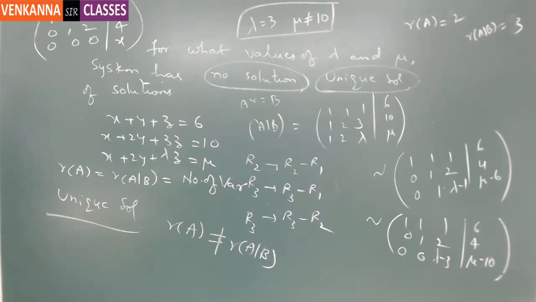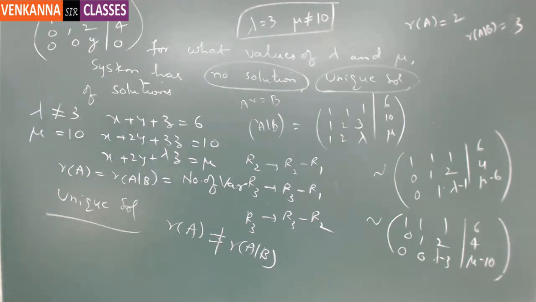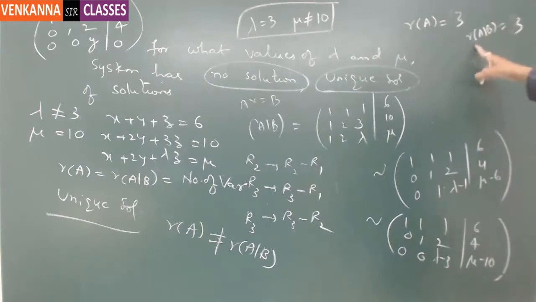Fine. And coming to the opposite possibility, if you say that lambda is not equal to 3 and mu is equal to 10, then what happens? Is that your question? Since lambda is not equal to 3, you will get some number here and this will be the 0. Agreed? Yes or no? So here rank of A is 3. Rank of A by B is also 3.